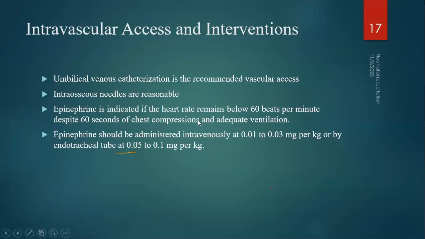Epinephrine is indicated if the heart rate remains below 60 beats per minute despite 60 seconds of chest compression and adequate ventilation. So after 30 seconds of positive pressure ventilation, and another 60 seconds with adequate chest compression, if the heart rate is still below 60, we administer epinephrine. Epinephrine should be administered intravenously at 0.01 to 0.03 milligram per kg, or by endotracheal tube at 0.05 up to 0.5 milligram per kg. Unless the child is intubated and has no umbilical catheter, intravenous administration is preferable to endotracheal administration, because intravenous administration has better absorption.